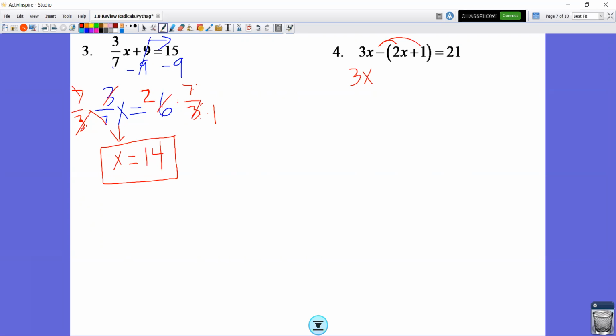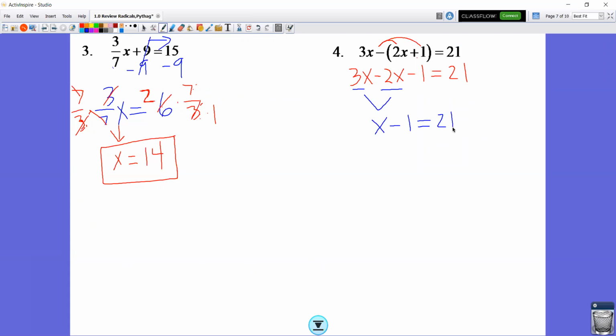Parentheses got to go. Negative times positive is a negative, right? So there'll be negative 2x. And then negative times positive 1 gives me negative 1. Now my equation looks like this. And I need to combine like terms on the same side of the equation. So I have a 3x minus 2x. That gives me 1x, or just x, minus 1 equals 21.